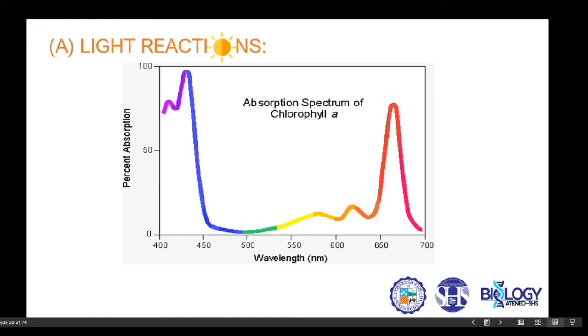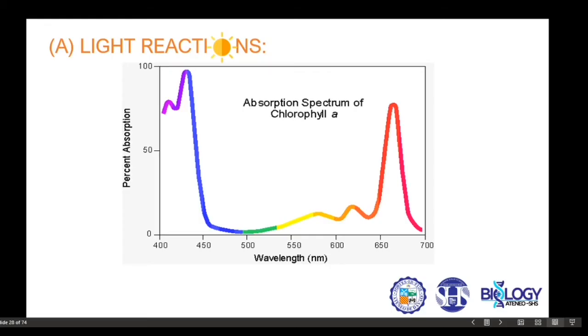On the other hand, green color is not absorbed. Thus, it is being reflected by these pigments. Hence, these plants appear as color green. This means that green is not absorbed, but it is reflected. Hence, they appear as color green.